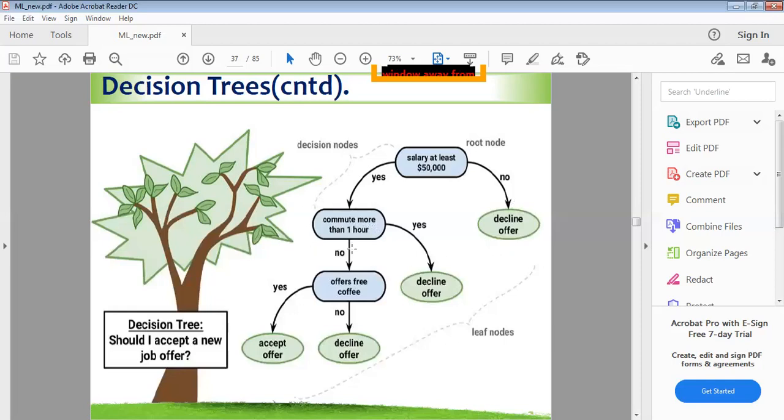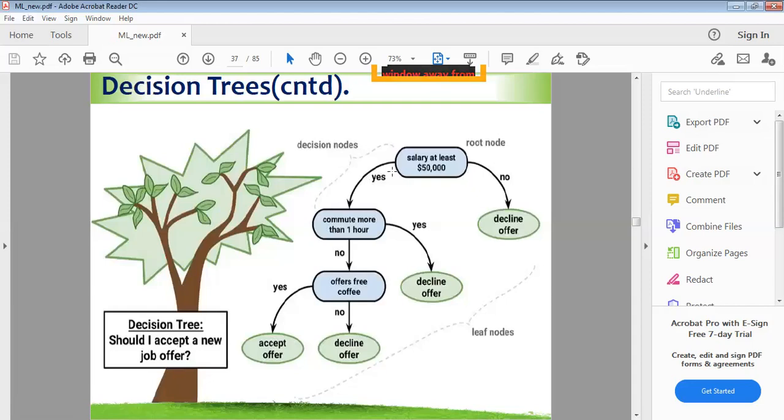Commute more than 1 hour: if yes, decline. If no, then offers free coffee. If it offers free coffee, yes, accept the offer. If not, decline. Commute means wait for 1 hour. If he offers free coffee, yes, that means accept; no, decline the offer. Should I accept a new job offer? This is the concept of a decision tree, whether to accept or decline.